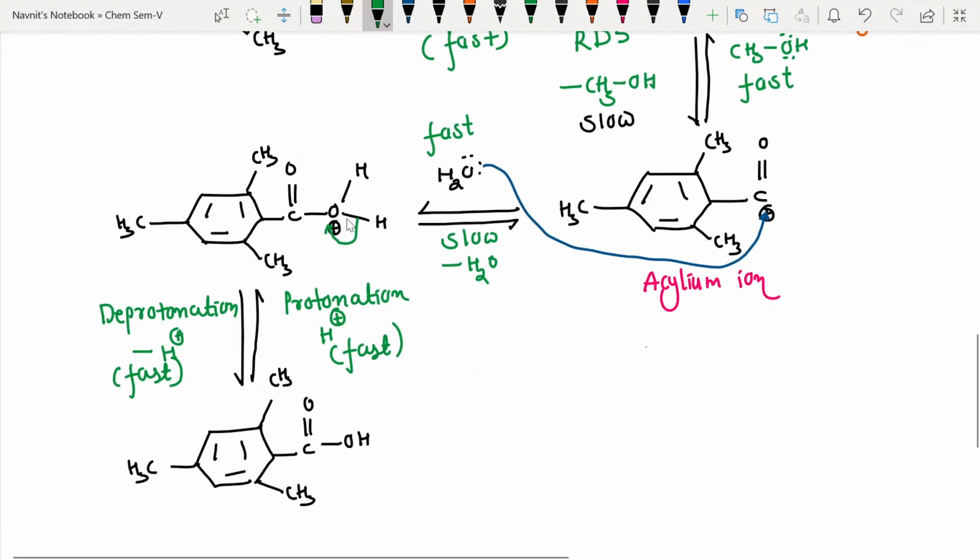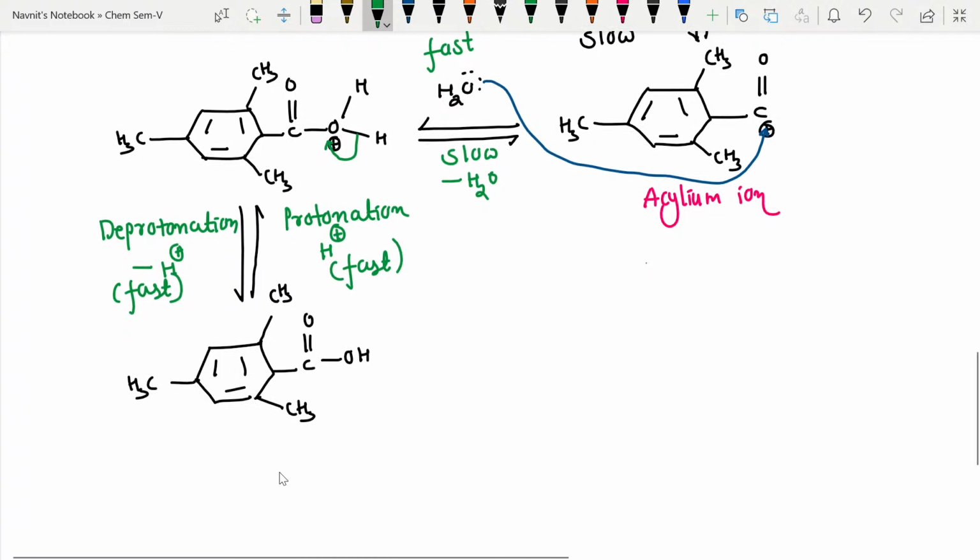And what happened in the last step? Deprotonation. This is a protonated acid. When it gets deprotonated, it gives the mesitoic acid. This is mesitoic acid.